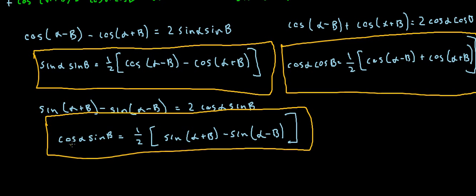So here I have a cosine of some angle and a sine of some other angle. And they can be the same angle, I guess. Just use the formula. It doesn't really matter what the angles are. If I have a product, I can turn it into a sum.